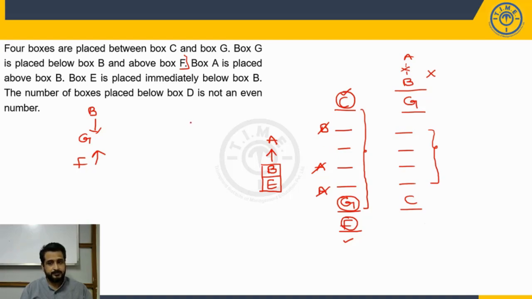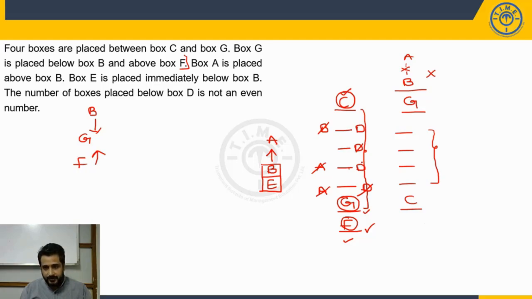Next, the number of boxes placed below D is not an even number. So below D is not an even number. If we place D here, we'll check each and every position. If we place D here, below D there are 2 boxes, which is even number. So D cannot be here. So D can be here, and D cannot be here. If D is here, below D there are 4 boxes. So D cannot be here, and D can also be here. So with respect to D, we have 2 possibilities.